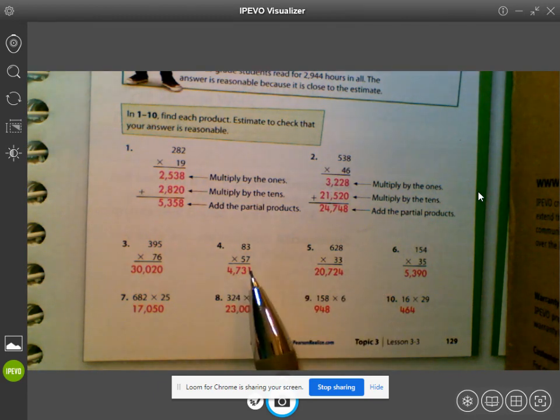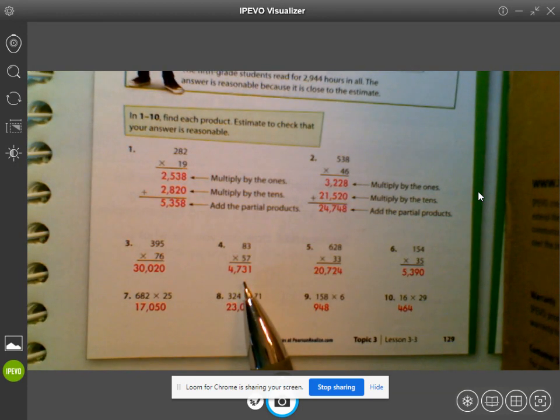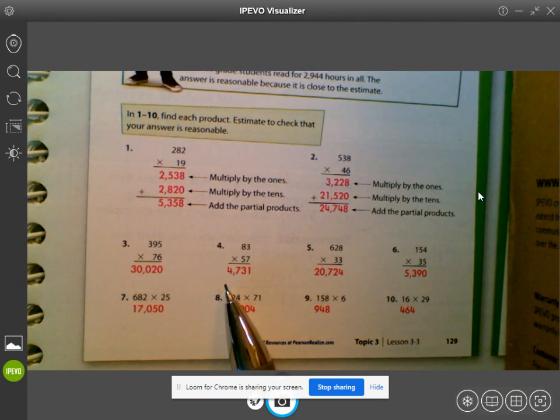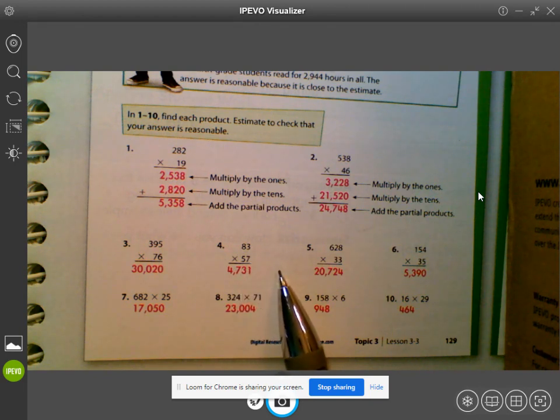Okay. After number 2, then we had number 4. We had 83 times 57. So if we multiply those two together, we should get a final answer of 4,731. How did we do on number 4? Show me on your thumb. Okay. And you know what? If you get the answer wrong, don't give me an immediate thumbs down. Look at your work. If it's just a silly mistake, you should definitely have your thumb at the side, because we all make silly mistakes sometimes.